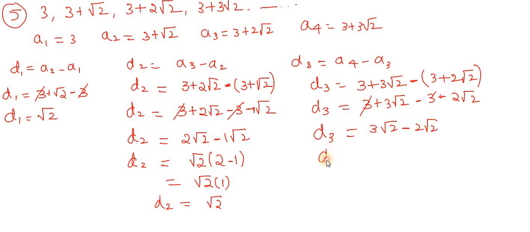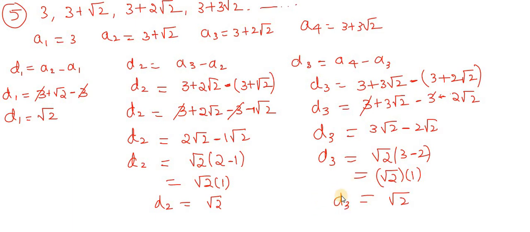Here also the same, root 2 is there. Take out root 2 as common. So then what remains? 3 minus 2. What is 3 minus 2? 3 minus 2 is nothing but 1. So therefore root 2 into 1, which is equal to root 2 only. So therefore d3 is equal to root 2. So d1 is root 2, d2 is root 2 and d3 is root 2.